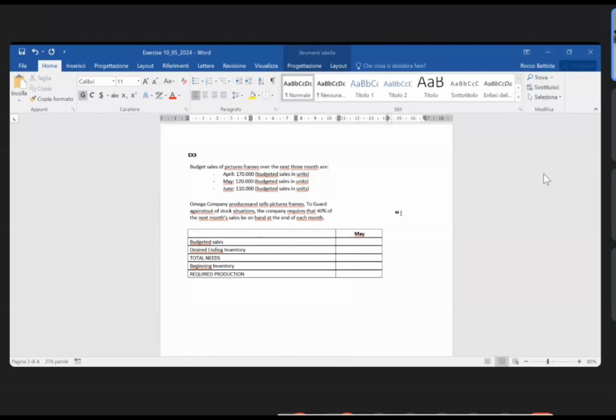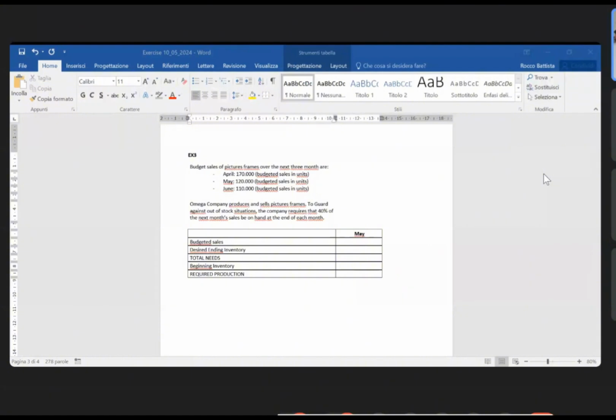production budget. So in this case I put May and all the items. Let's do the exercise. Budget sales of picture frames over the next 3 months are April, May and June. Omega Company produces and sells picture frames. To guard against out-of-stock situations, the company requires that 40% of the next month's sales be on hand at the end of each month.